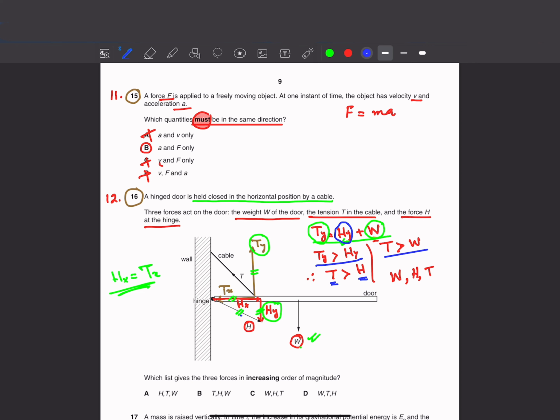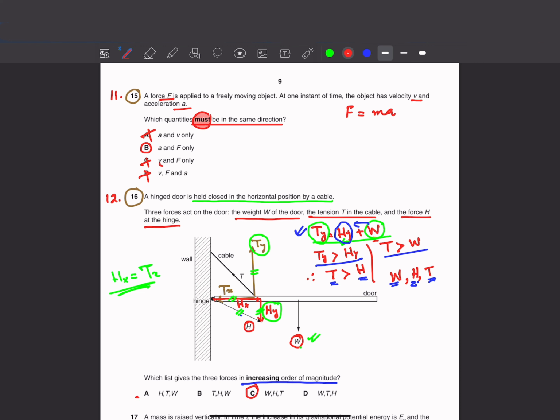So simply we can say, what is the minimum force? W. What is the force greater than W? H. Because you are going to add these two forces to get this Ty. So ultimately your T is the greatest force, or largest force. So increasing order will be like this: W, H and T, which is nothing but your option C.